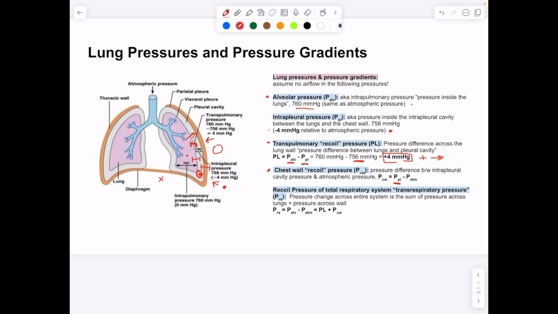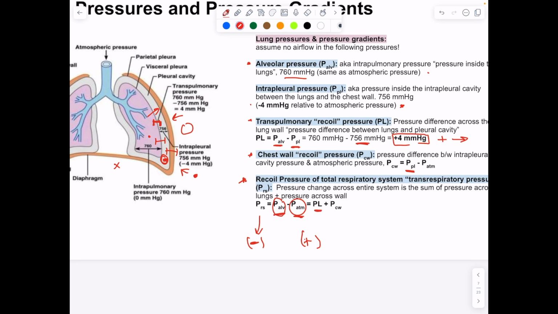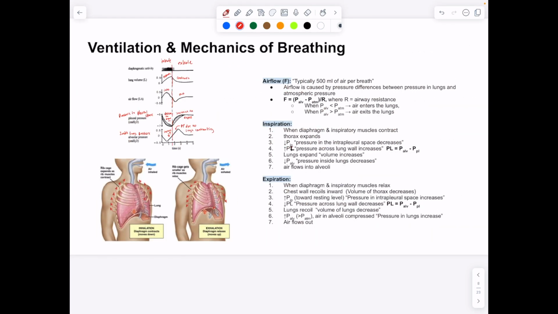Then we have our total recoil pressure of the entire respiratory system, and that's the alveolar pressure, the pressure inside the lungs, minus the atmospheric pressure. And so this could be a good use of, like, we want this guy to be less than this guy. So ideally, this is going to be a negative term when we breathe in, and then when we breathe out, it's going to be a positive term. All right, we can also calculate it as the sum of the transpulmonary pressure, this guy, plus the chest wall pressure. Okay, there's a decent amount of memorization there.